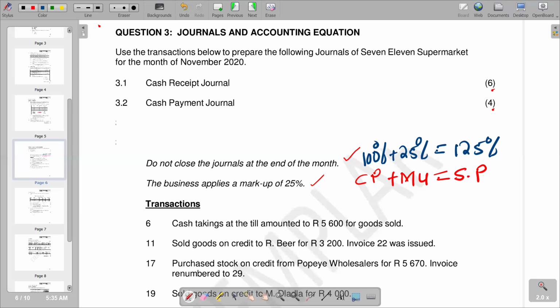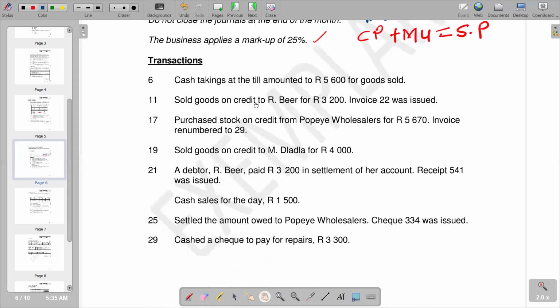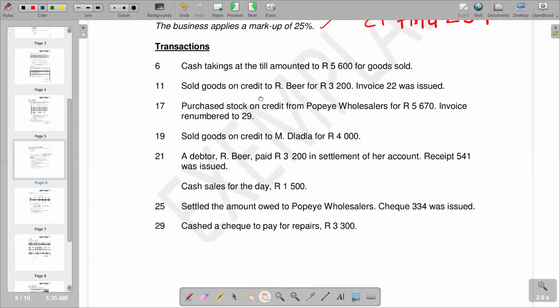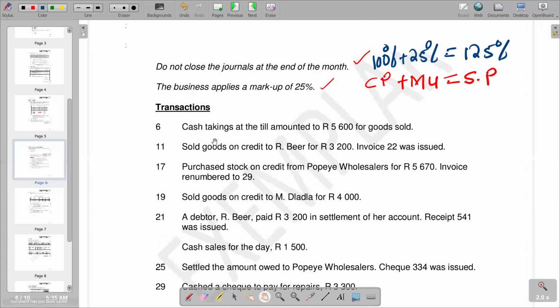Going with our question, we are given transactions that we need to go through as we prepare the cash receipts journal and the cash payment journal. What is important is to identify each and every transaction. If there is actual movement of cash, then we can record it in the cash receipts journal or the cash payment journal. But if there is no movement of money or cash, we are not supposed to record it in those two journals. So we can start with our first transaction.